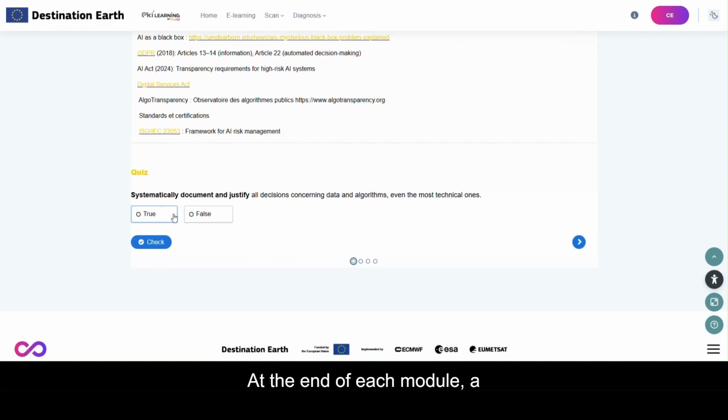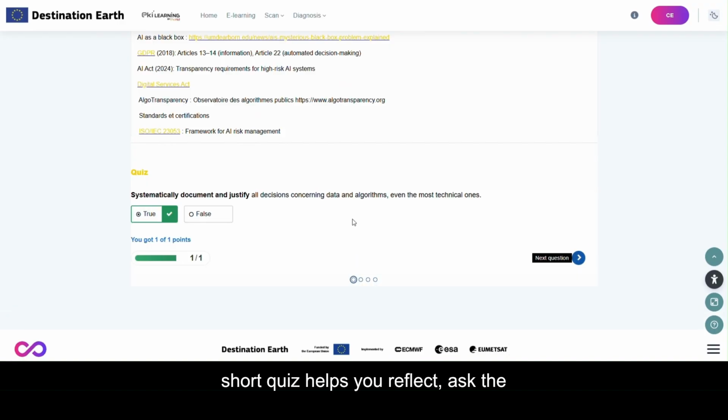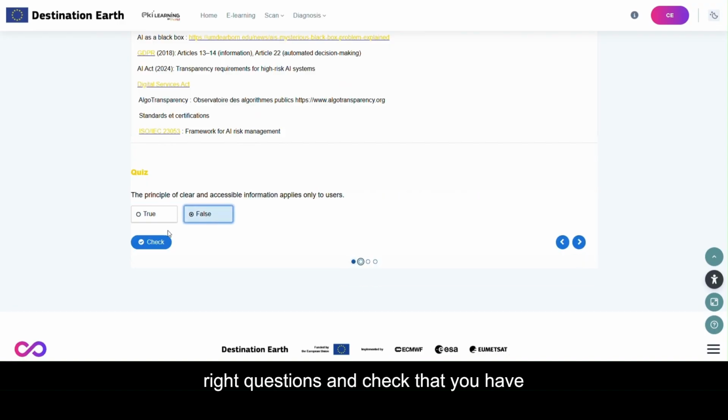At the end of each module, a short quiz helps you reflect, ask the right questions, and check that you have understood the essential concepts.